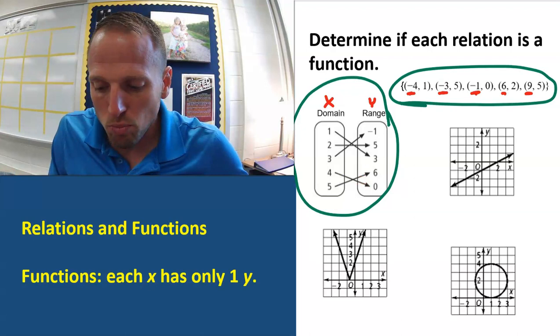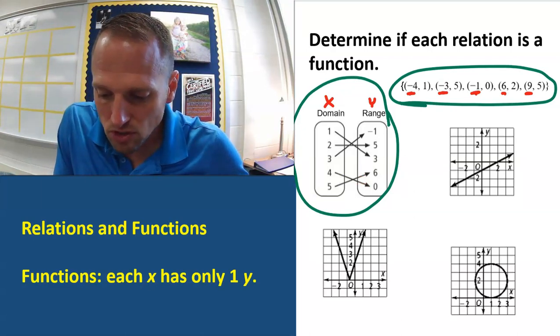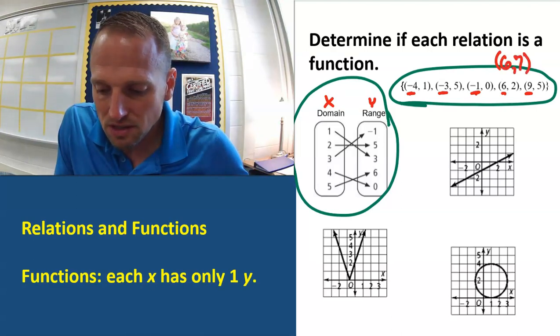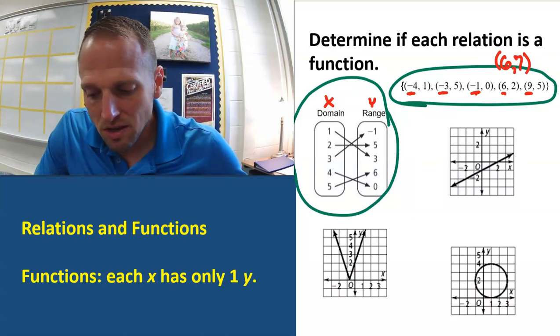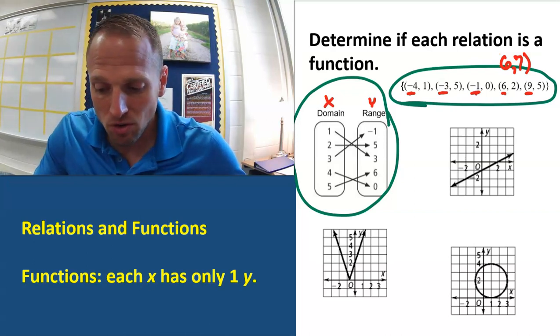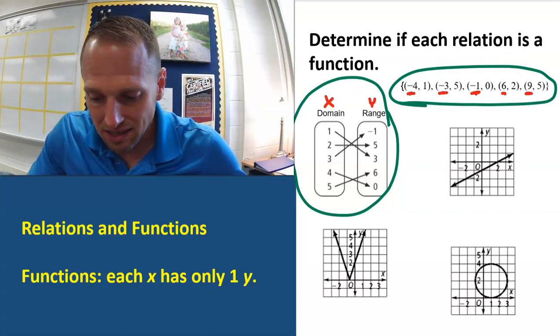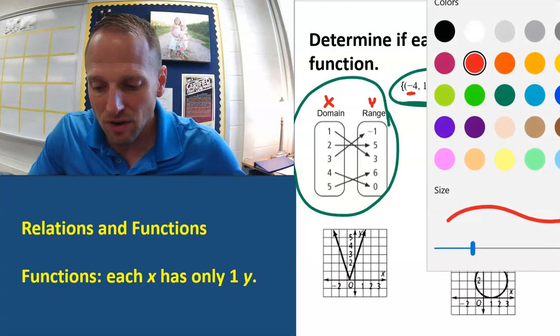What about if it's ordered pairs? Well, a not function might look like this. You see that 6, 2? Let's say that we would also add 6, 7. All right? So now you see the x's are the same, but our y's are different. That means it is not a function, all right? And the number we're really looking at is the x. So if it were 6, 7, it is not a function.